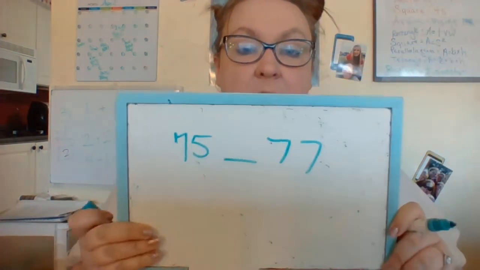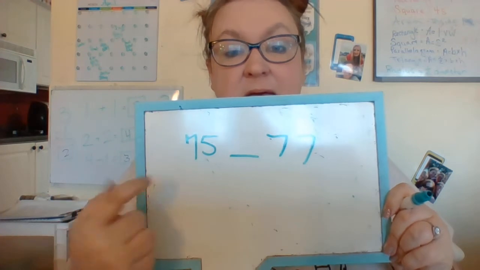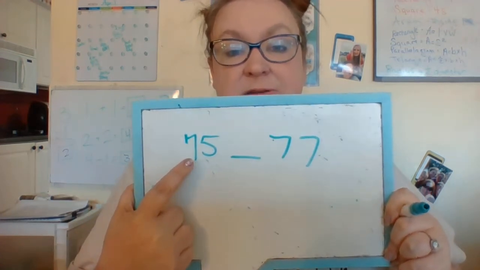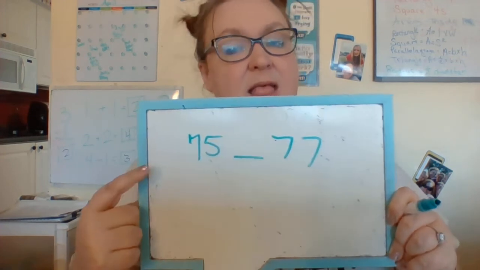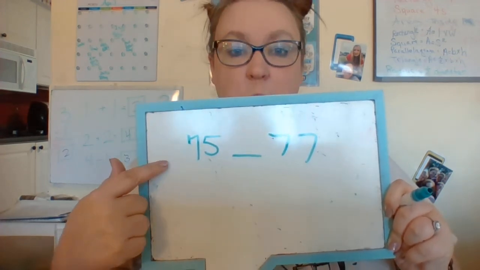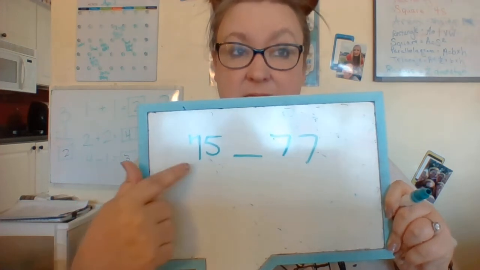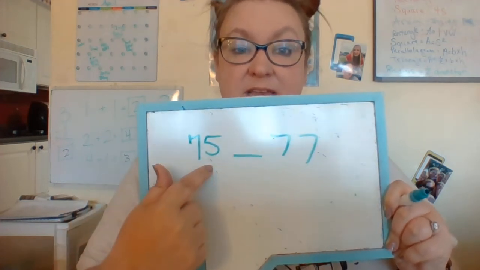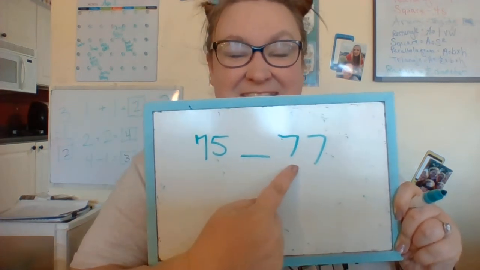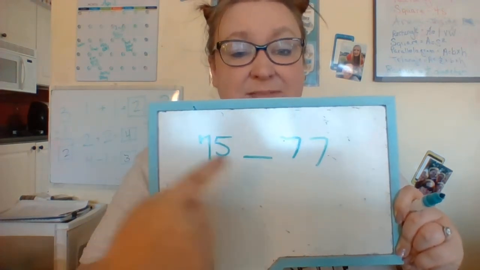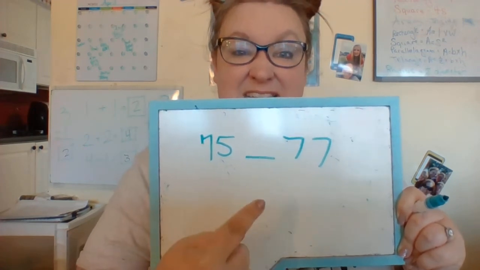I'm going to write a number on here, and we're going to see if you can figure out the between number of these two numbers. This number has a 7 at the front, so it's the 70 family, 75. Let's count back a little bit. 71, 72, 73, 74, 75, 76. I heard you. 77. Good. The between number of 75 and 77 is 76.